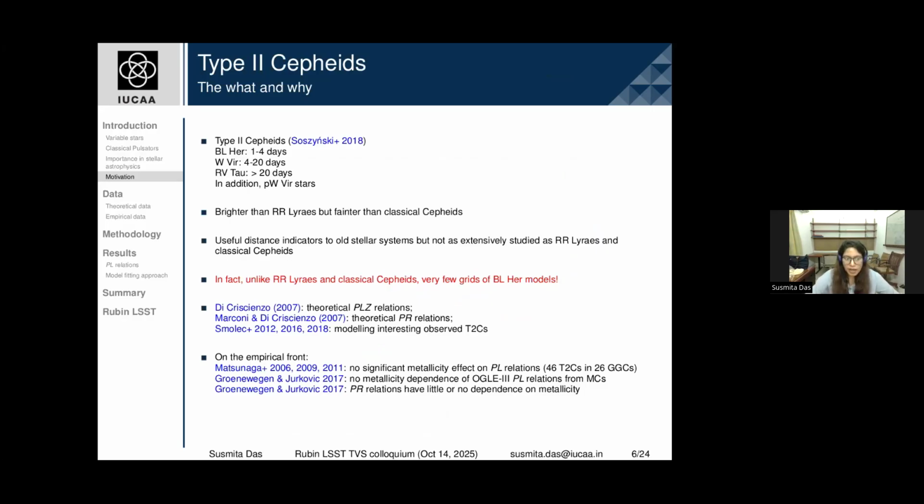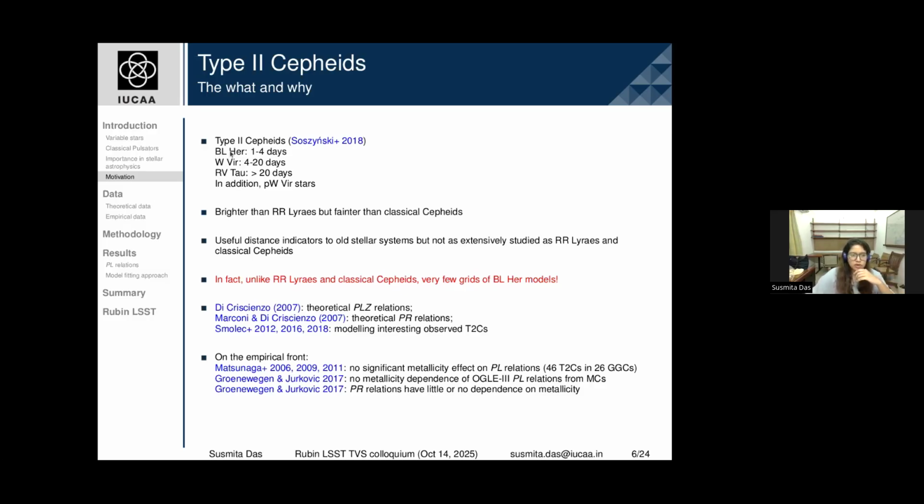So now, why are we so interested in type 2 Cepheids? What does it offer that RR Lyrae and classical Cepheids do not offer, for example? So coming to the motivation of why we are interested in studying type 2 Cepheids. First, we have a brief conventional classification.